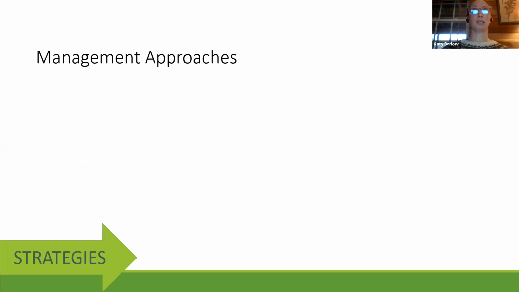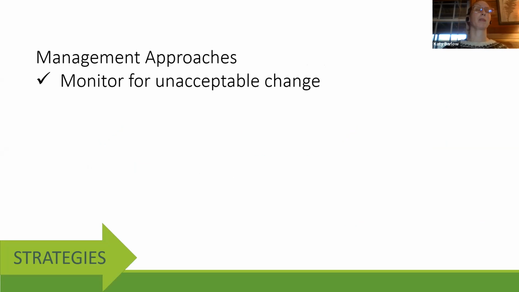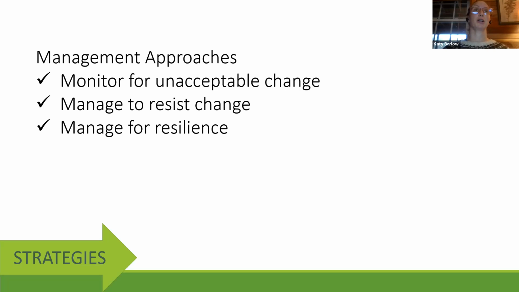So some of the management approaches that we talk about in our guidance document, you could consider when you're looking at a large landscape and considering sites to manage for, where we just need to monitor for unacceptable change. Then you might consider places where we need to resist that change. And then there are other places where we need to manage for resilience. And in this case, meaning, where do we help enhance the system to maintain its ecosystem functions and services through a transition into the next phase.